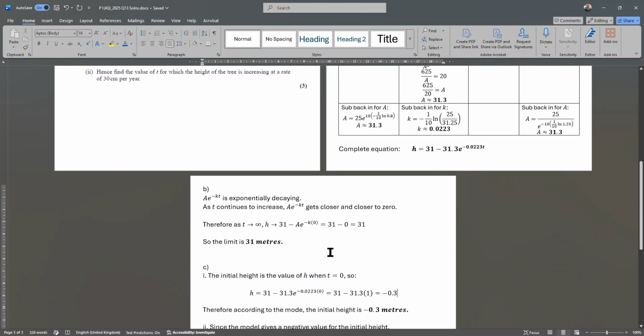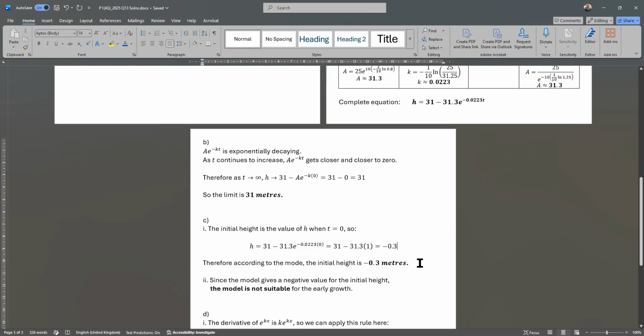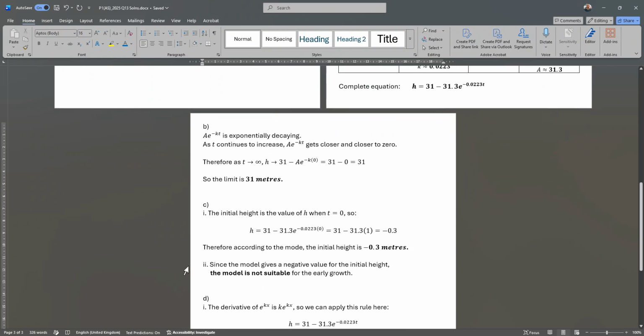But if you go too far beyond the scope of the model, you might get weird results. And that's what part ii is about. This is the bit where you're evaluating the model, and we're saying you can't have a tree with a negative height. Therefore, the model is not suitable for the early growth of the tree. That's all they're looking for.